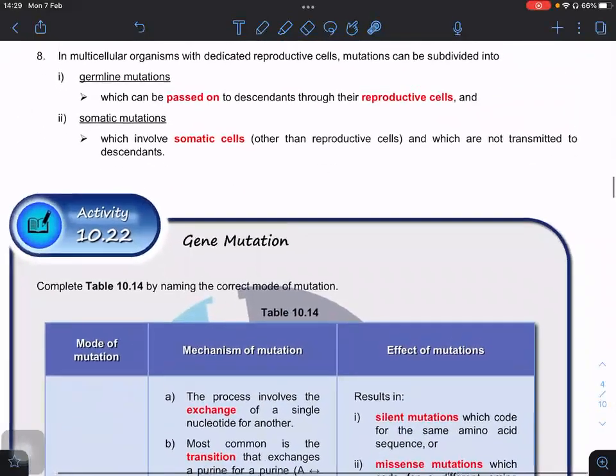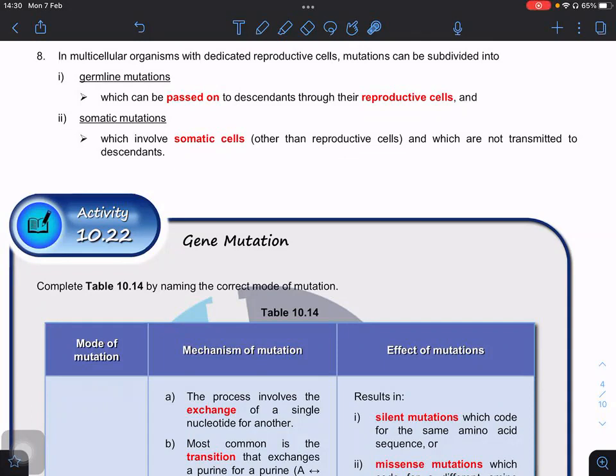Now, in multicellular organisms with dedicated reproductive cells, we can subdivide mutations into germline mutations or somatic mutations. So it depends on where the mutation actually takes place. If the mutation takes place at the testis or at the embryo or at the ovary of the woman, then what will happen here is, because the ovary contains the egg cells and the testis contains the sperm cells, any mutation will be passed on to the next generation. So inherited. So this kind of mutation is quite dangerous.